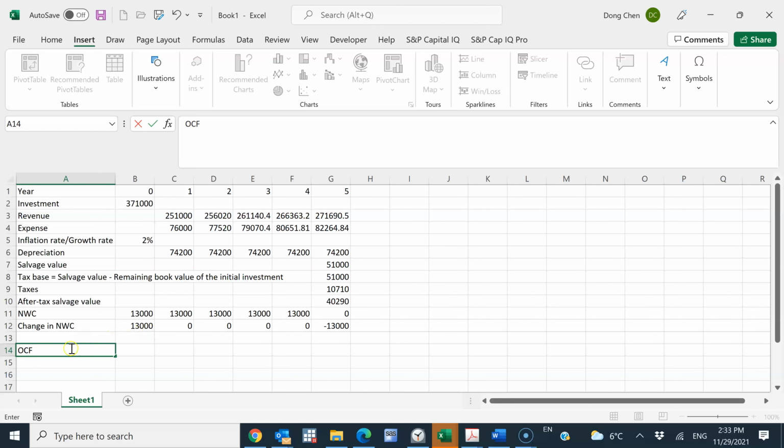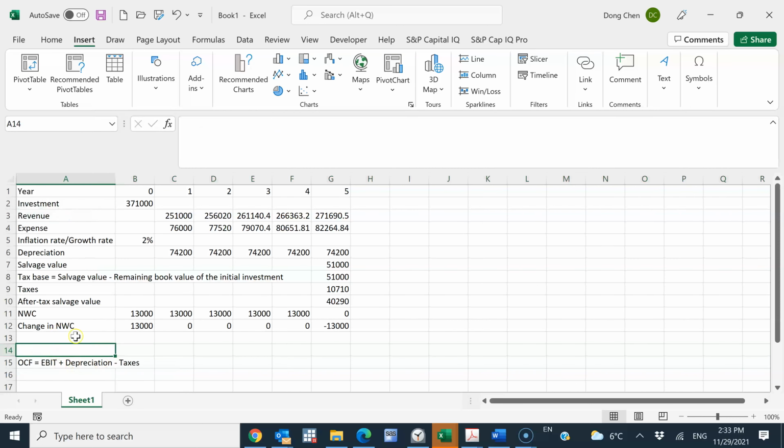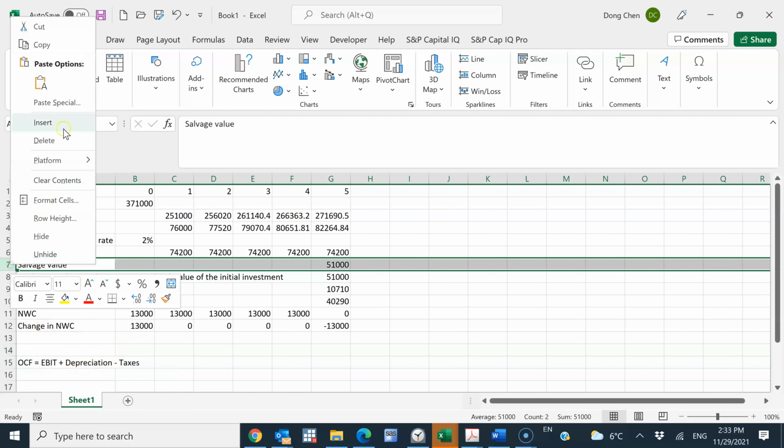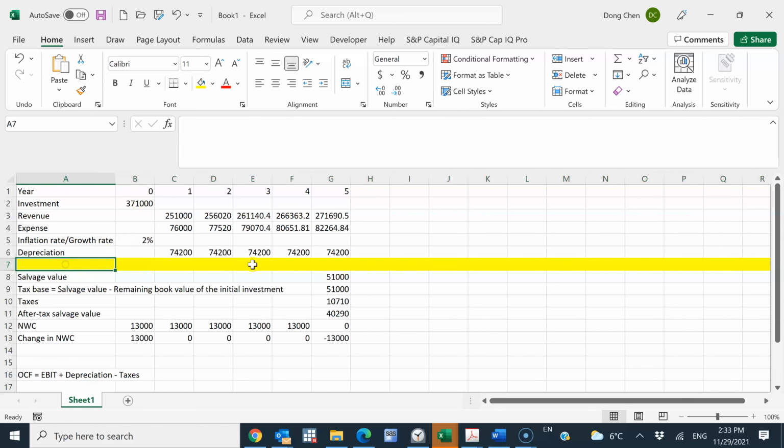In order to do the operating cash flow, because operating cash flow is EBIT, we start from EBIT and then we add back the depreciation and then we deduct the taxes, right? So in order to calculate this, I do need to calculate first EBIT, right? I need to add a row here. So this is my EBIT. EBIT is what? Revenue minus expense and minus depreciation.